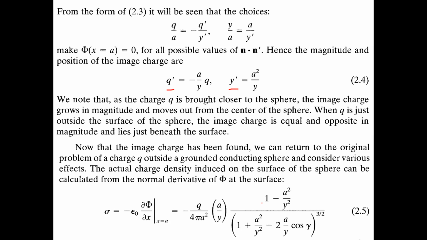Once you know Q prime and Y prime, the image charge is found, and then you can calculate the charge density induced on the surface by using negative epsilon times the partial phi over partial x. Then you can get the induced charge distribution.